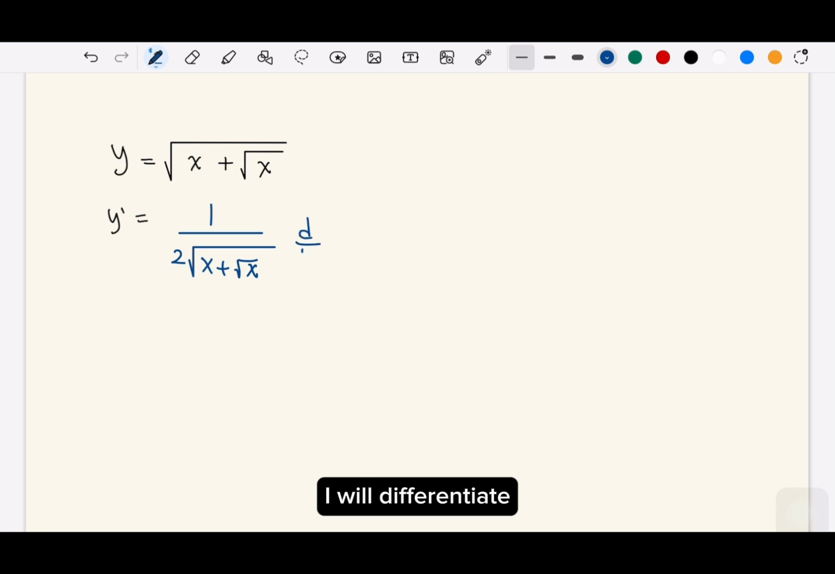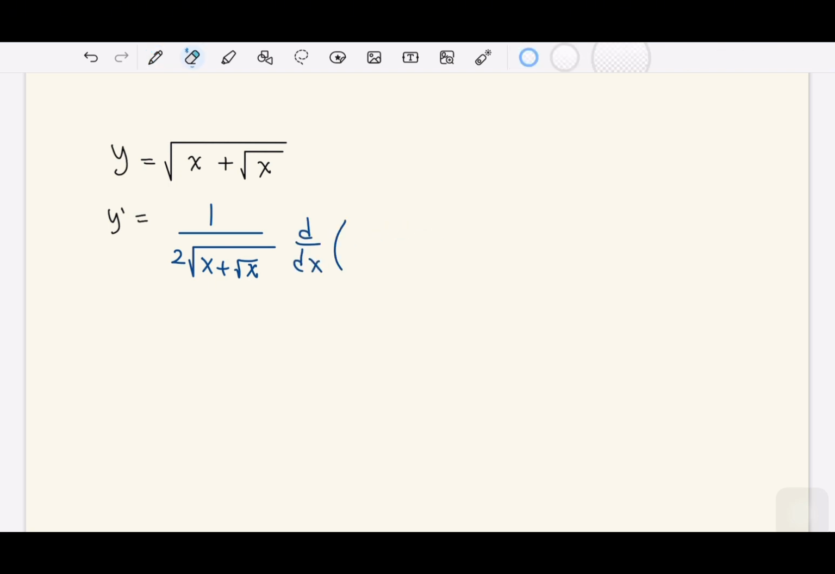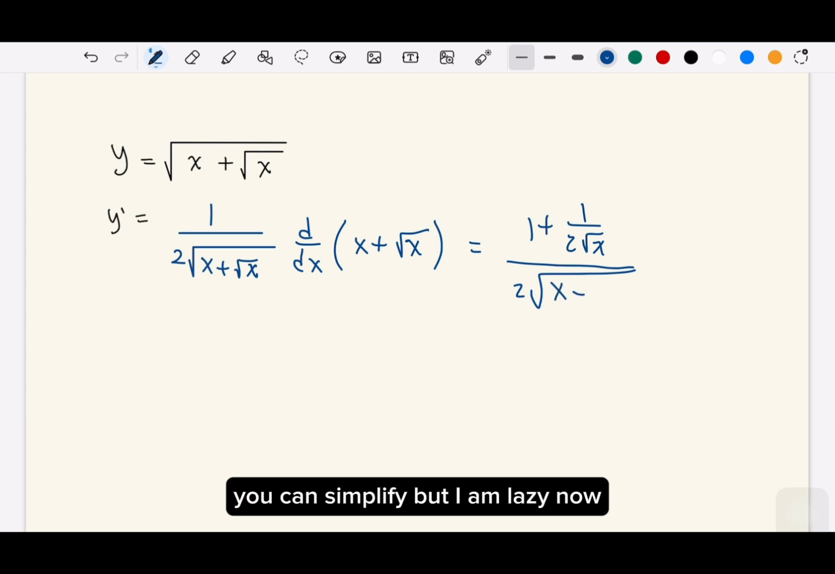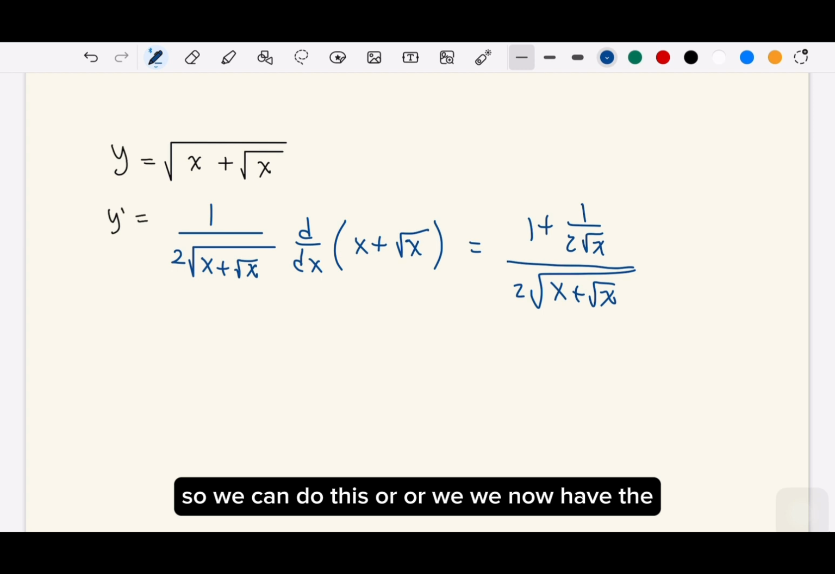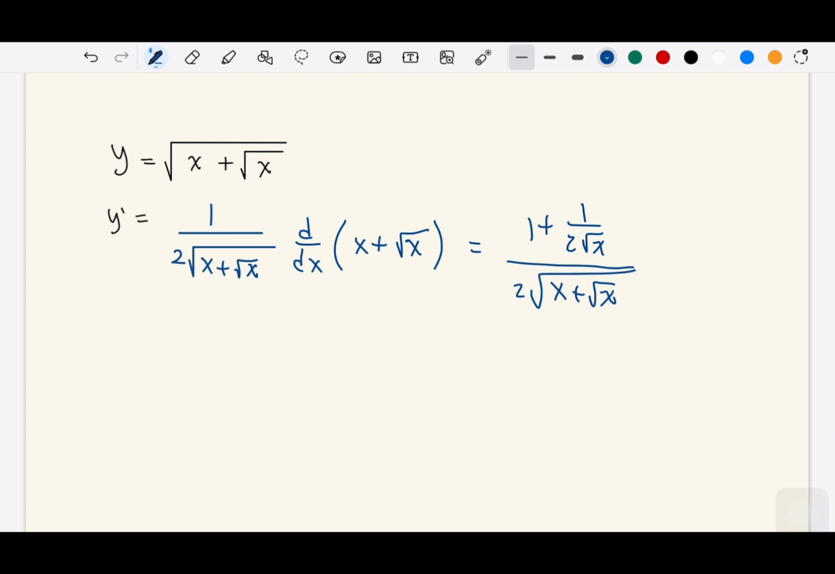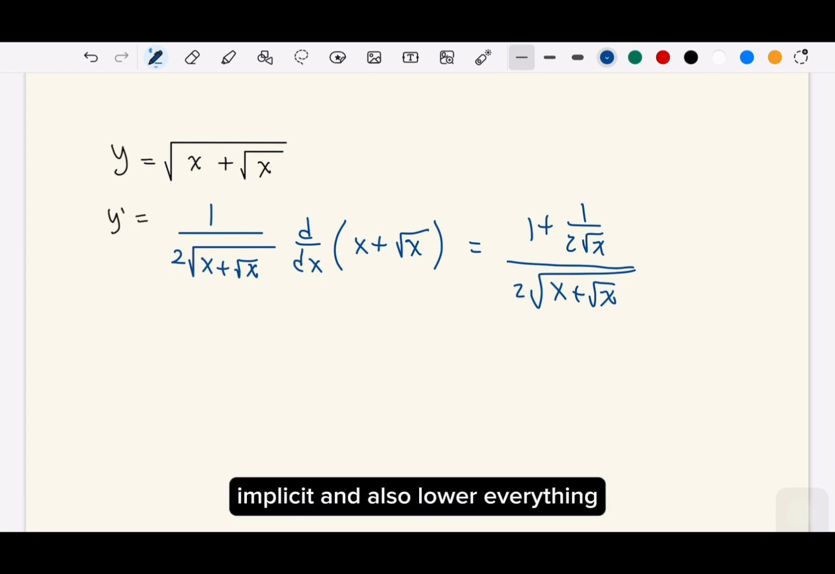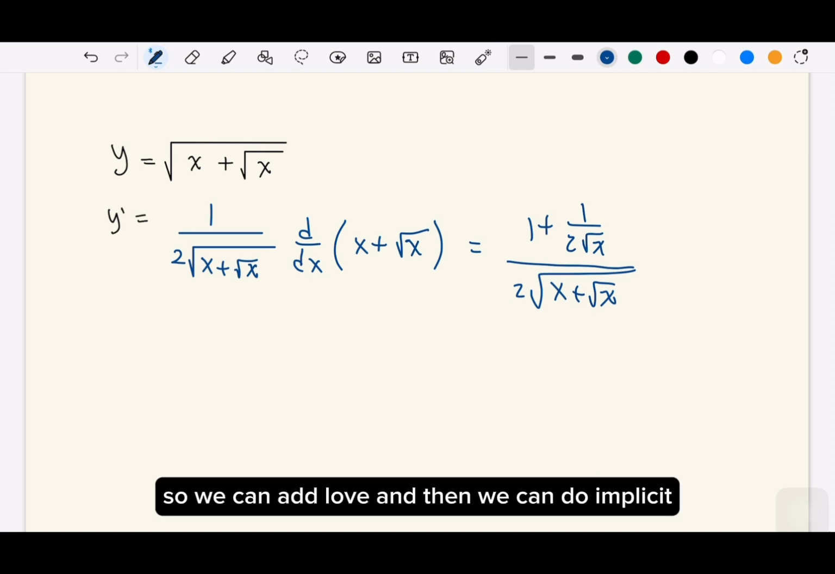And we differentiate, and this will be 1 plus. You can simplify, but I am lazy now, so I will just end up to there. Okay. So we can do this, or we now have the implicit and also logarithmic. So we can add log and then we can do implicit.